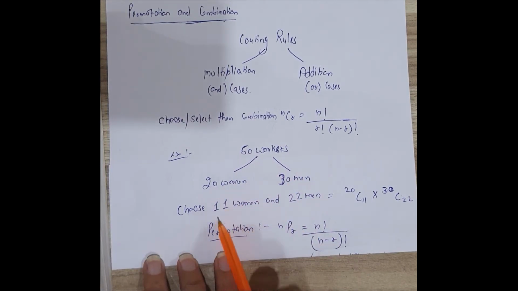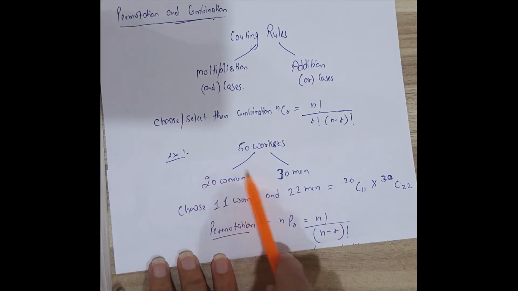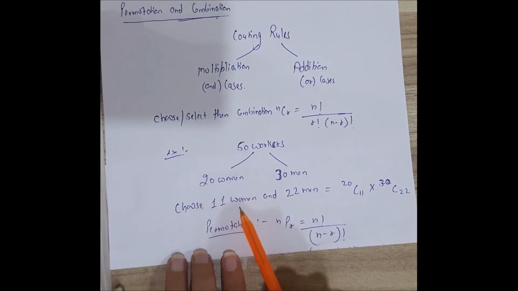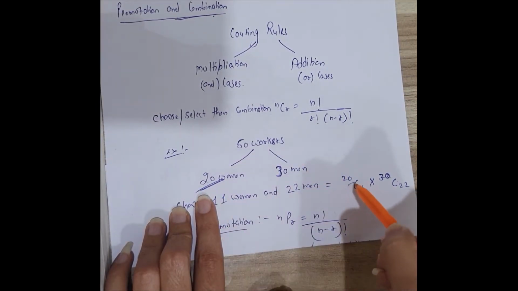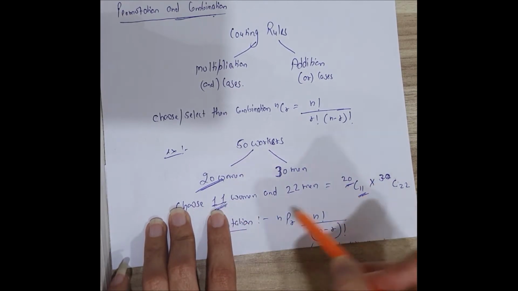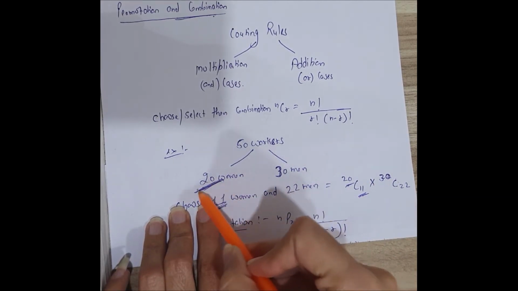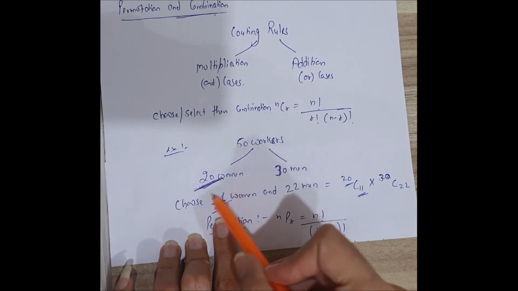Choose 11 women and 12 men. It means that from 20 women we have to choose 11 women. In this case we will use combination, that is, from 20 women we have to choose 11. Here n is what? From where we have to choose, and r is what? How much we have to choose.